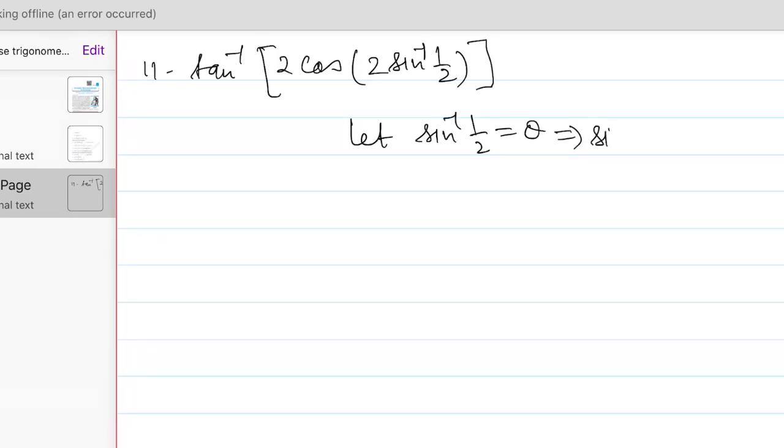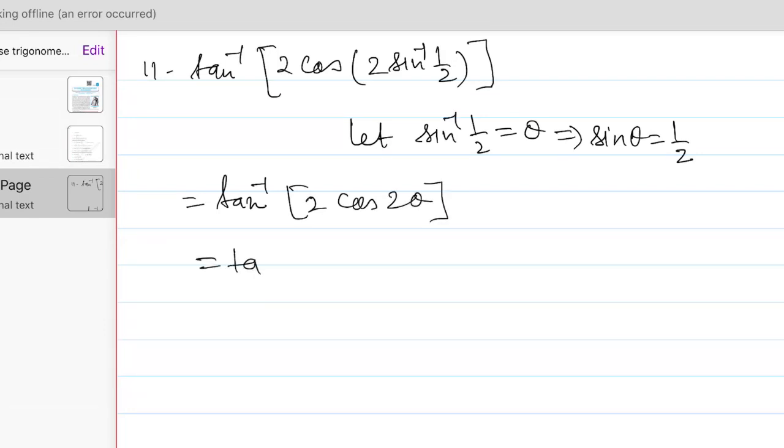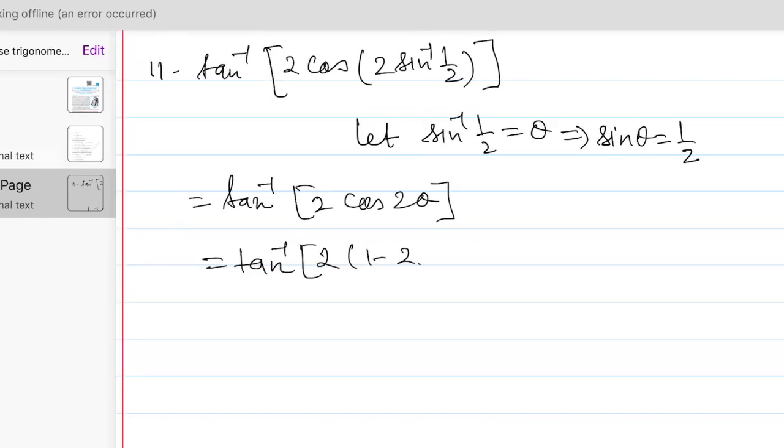This implies sin theta is equal to 1 by 2. So the expression will become tan inverse 2 cos 2 theta. Now the value of cos 2 theta in terms of sin theta is 1 minus 2 sin square theta. This is the formula for cos 2 theta.